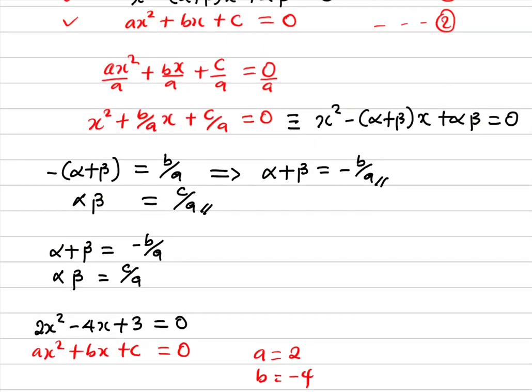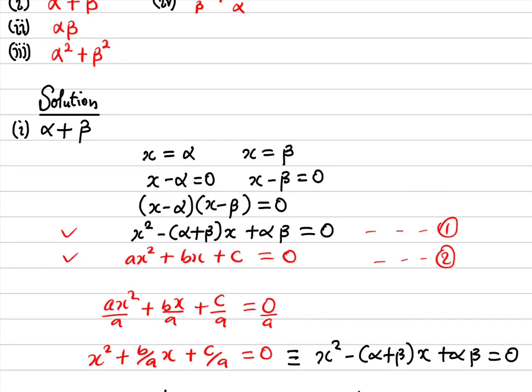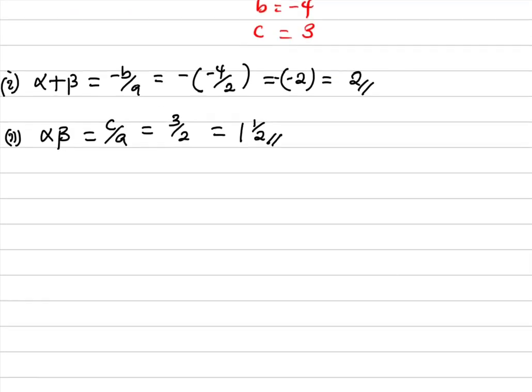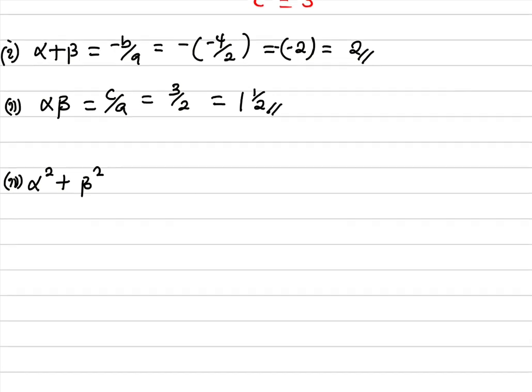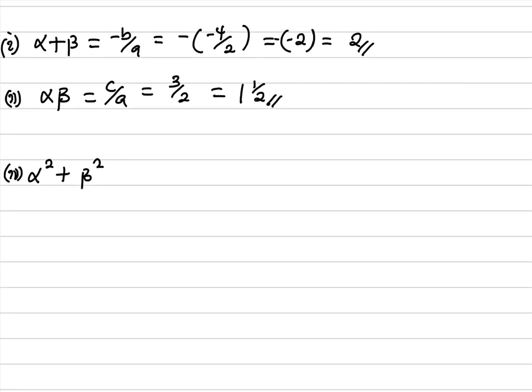Okay. Now I need to get the third question. The third question is alpha squared plus beta squared. So I have alpha squared plus beta squared. Now, since we are not expected to go find the actual value of alpha and beta, this is what you are going to do. You are going to play around with this so that it can give you an expression in terms of either the sum or the product. Okay? So therefore, I'm going to come down here.